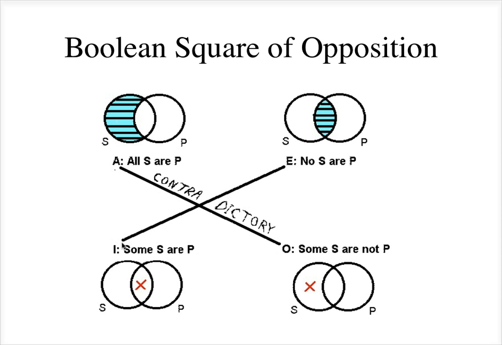Now we can also indirectly see the relationship of logical equivalence on the Boolean square of opposition. It turns out that an O statement and the negation of an A statement are logically equivalent. So think about it. If the statement is, some cats are not fluffy, suppose that's true. There are some cats out there and they're not fluffy. Well, then the statement, all cats are fluffy, would be false.